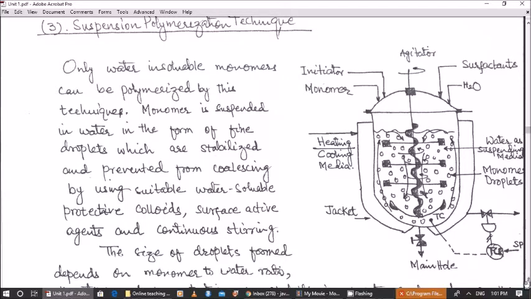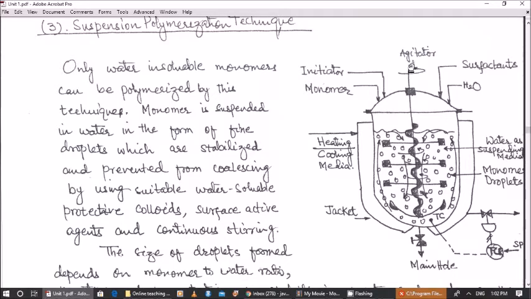By this technique, monomer is suspended in water in the form of fine droplets, which are stabilized and prevented from collapsing by using suitable water soluble protective colloids, surface active agents and continuous stirring. The size of the droplet depends upon the monomer water ratio.